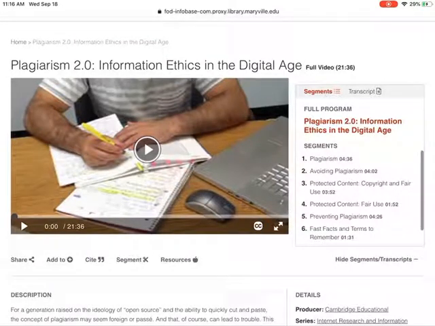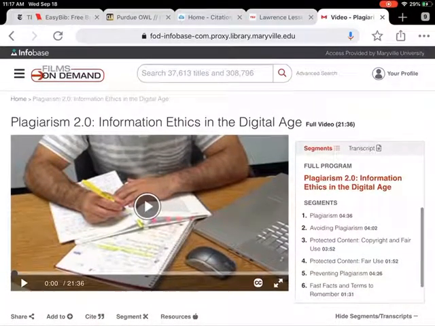In a similar vein, you've got information like you can find here through some of our databases called Films on Demand that talks about plagiarism in the modern age. It's no longer people searching through books and cutting and copying lines of information. With the advent of the internet and with the advent of everyone being directly connected most days, plagiarism has taken on a whole new identity.